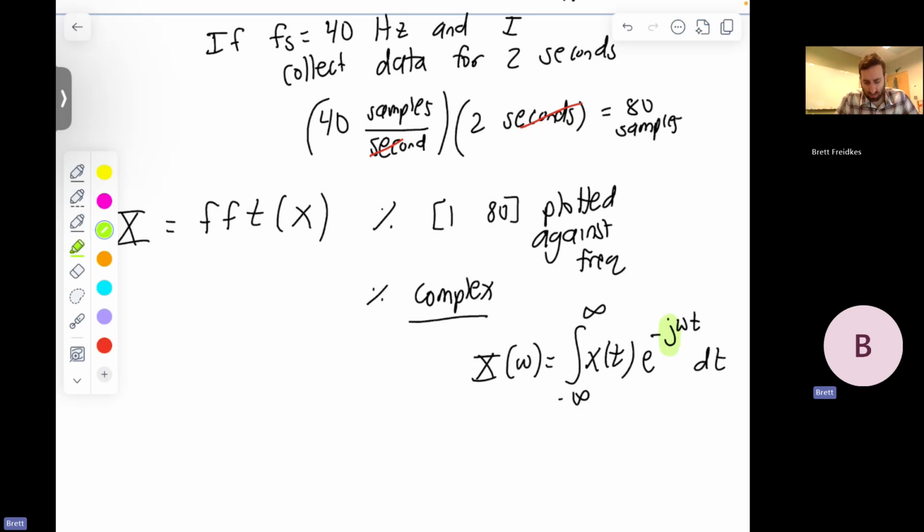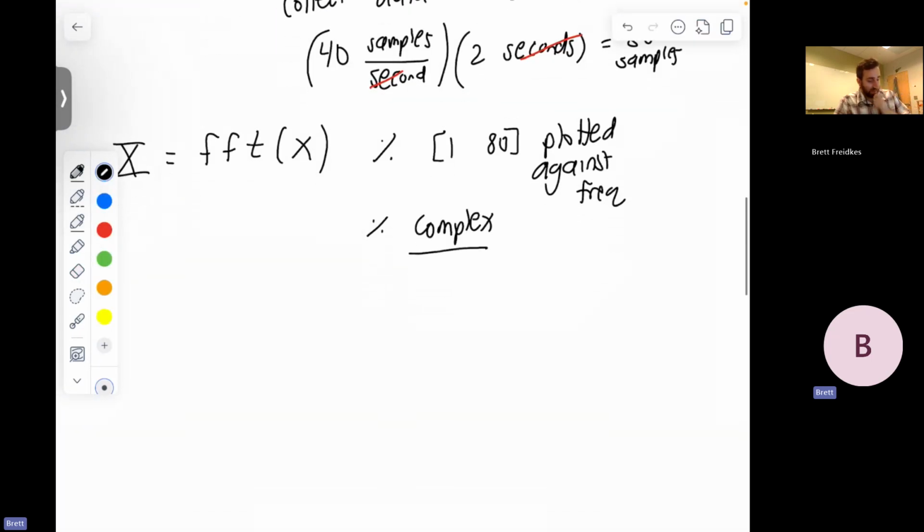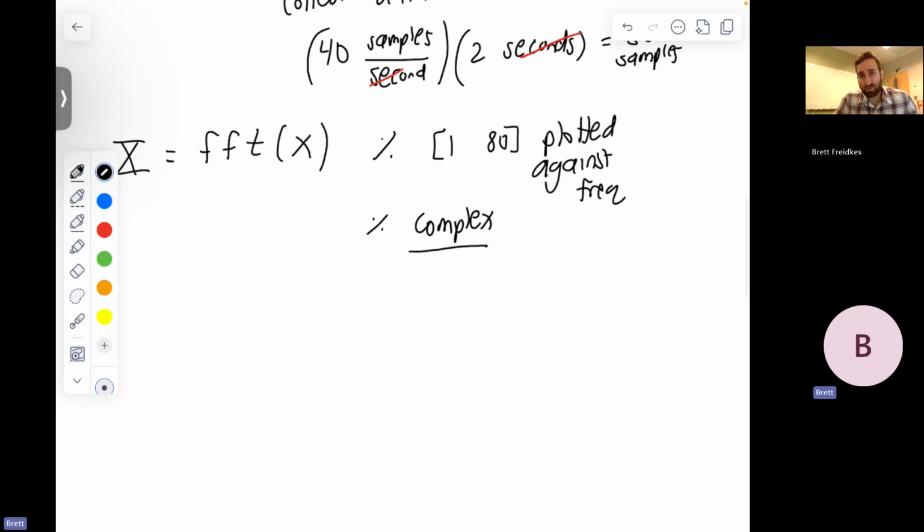And just note, for completeness, this is not what is happening inside of MATLAB. This is a theoretical type of computation, assuming that x of t is continuous, but in our case, it's discrete. So we'd have to look at something that's more of a discrete Fourier transform. But for our purposes, this is good enough. I'm not going to go into that. So we have capital X being a complex matrix of 80 elements.